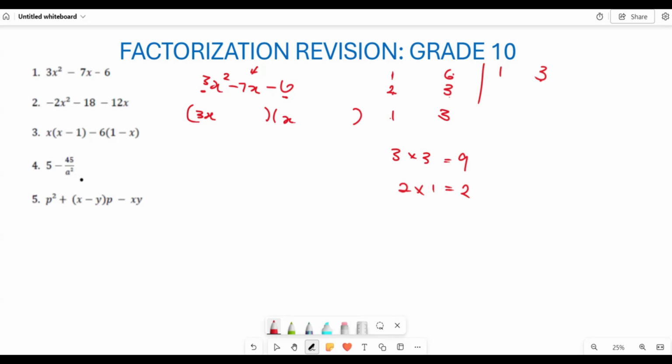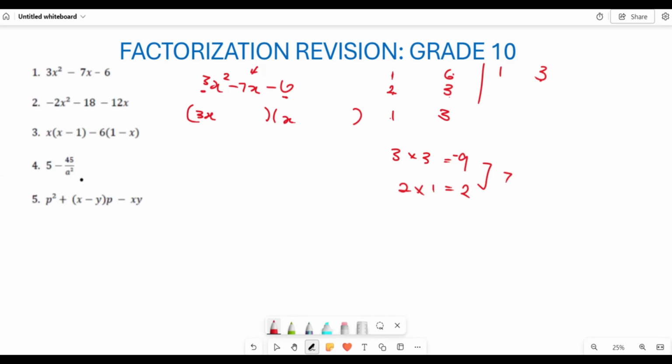So what is it that I'm going to do from here? For me to get a negative 7, the 9 must be negative, and the 2 can just remain positive, because negative 9 and 2 gives me negative 7. So the best factors that I'm going to use here.